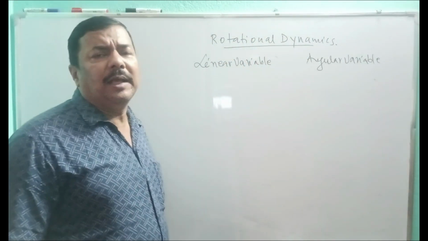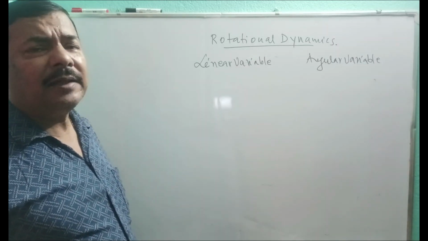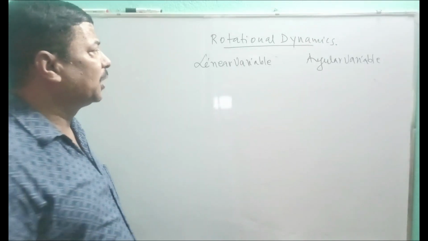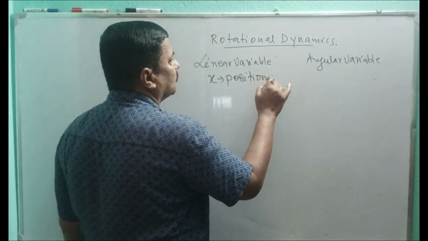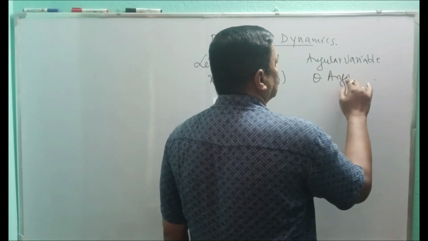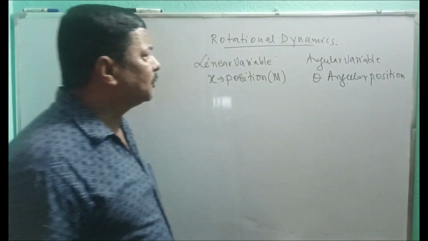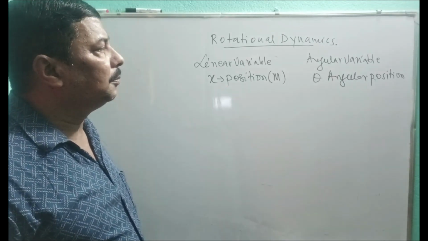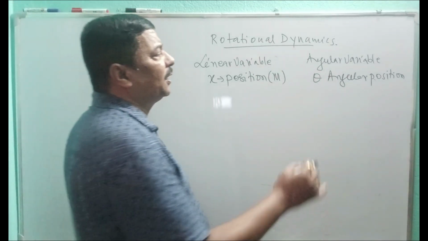I am trying to give you a simple analogy between the linear variable and the angular variable. Here the first variable we will talk about is the distance or displacement, or in fact the position. So the first variable, that is the simplest variable, is the position, which is measured in meter, and then here is the angular position, which is measured in radian.